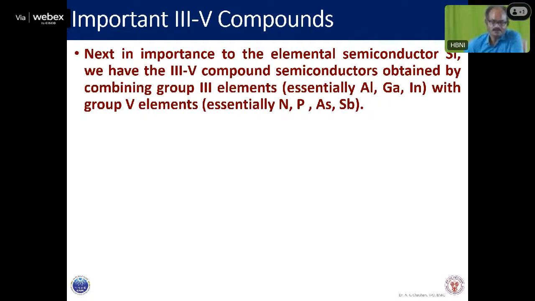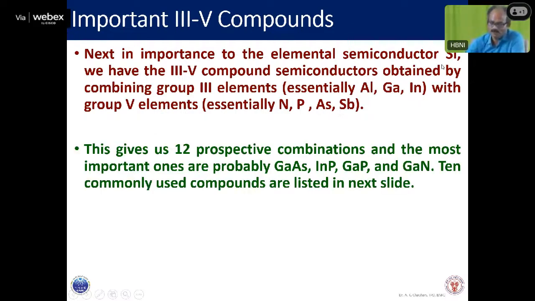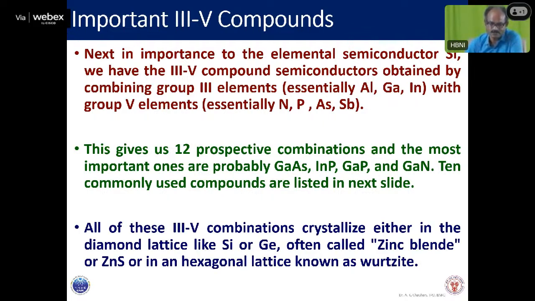The next important class is the 3-5 elements. In this class, from group 3 we have aluminum, gallium, indium, and from group 5 we have nitrogen, phosphorus, arsenic, antimony. If you combine all these, you get 12 prospective combinations, and the most important ones are gallium arsenide, indium phosphide, gallium phosphide, and gallium nitride. Ten commonly used compounds are listed in the next slide.